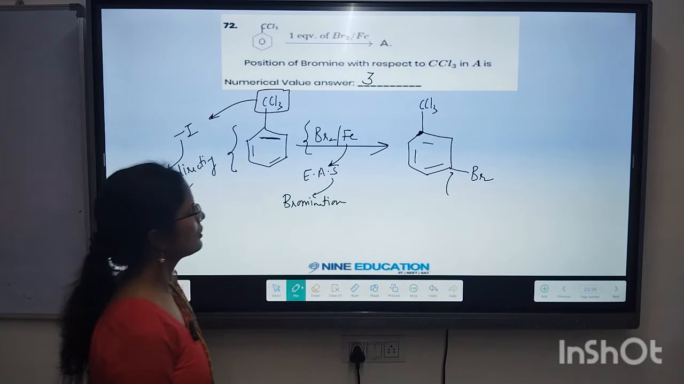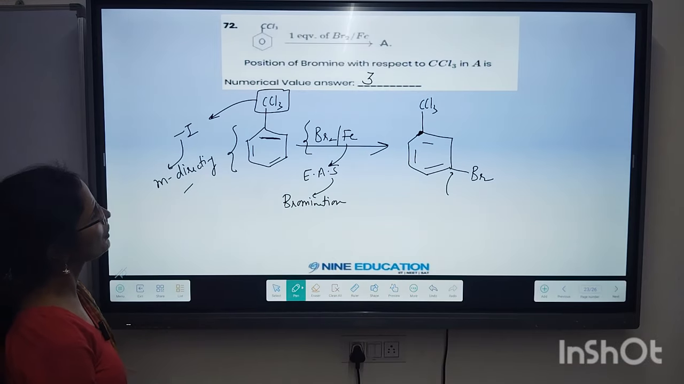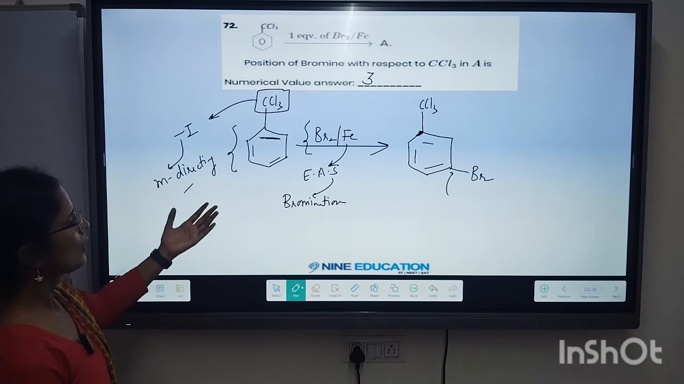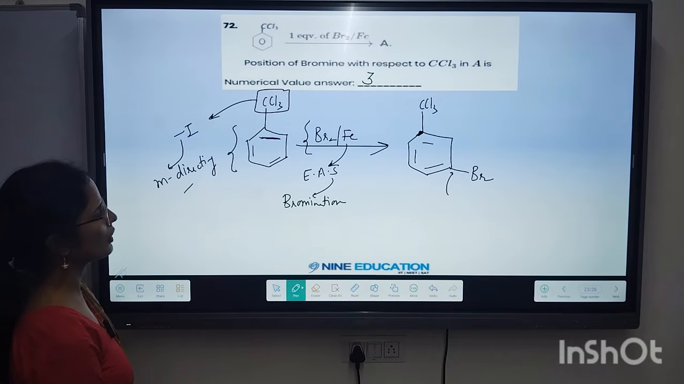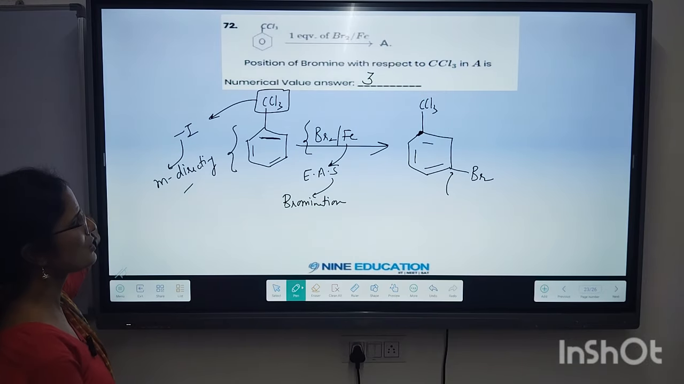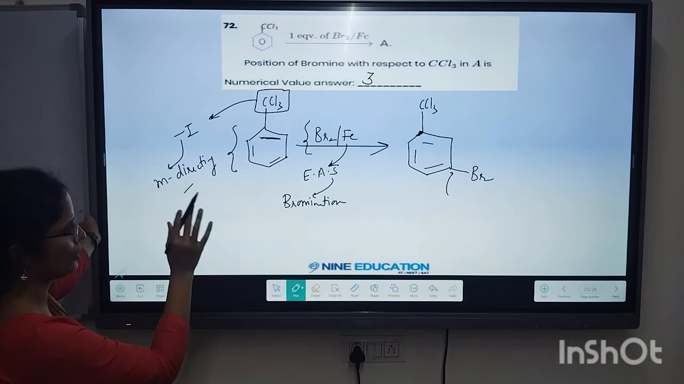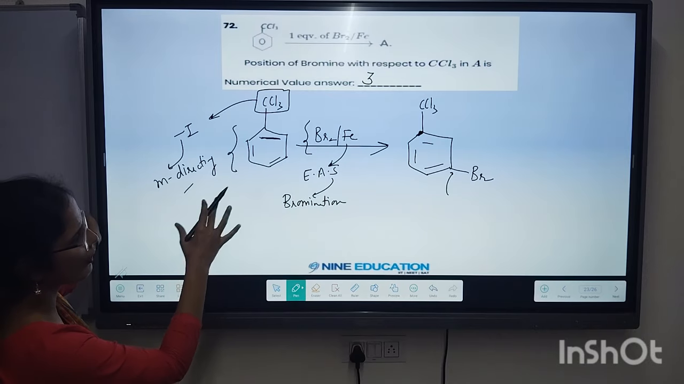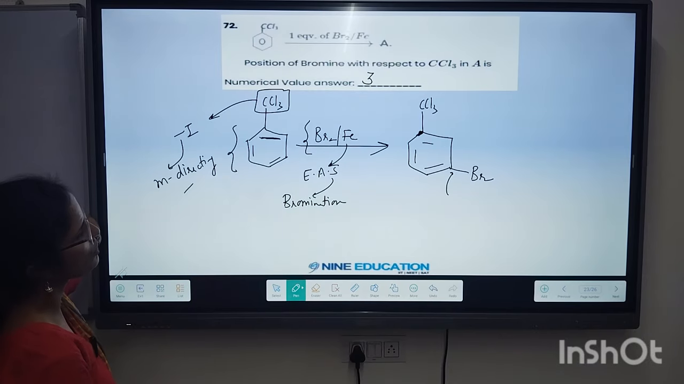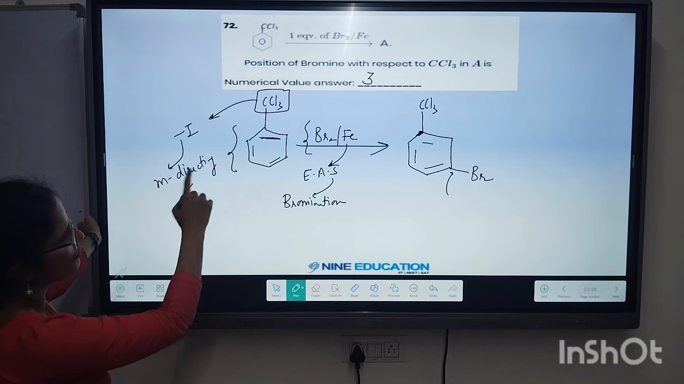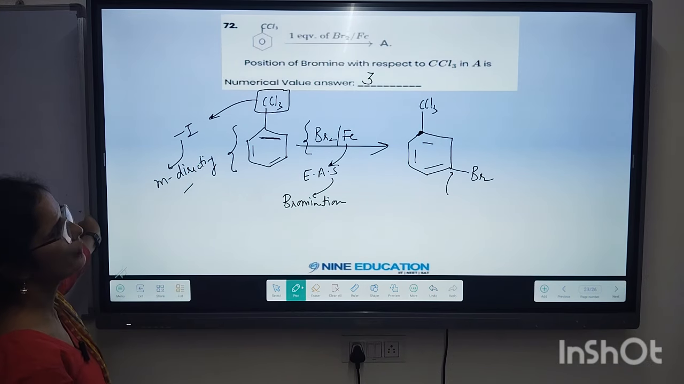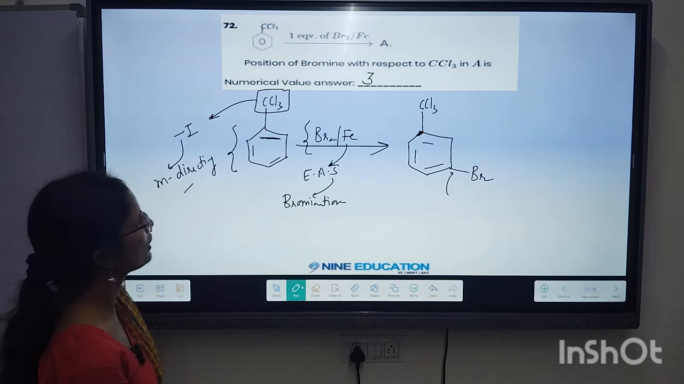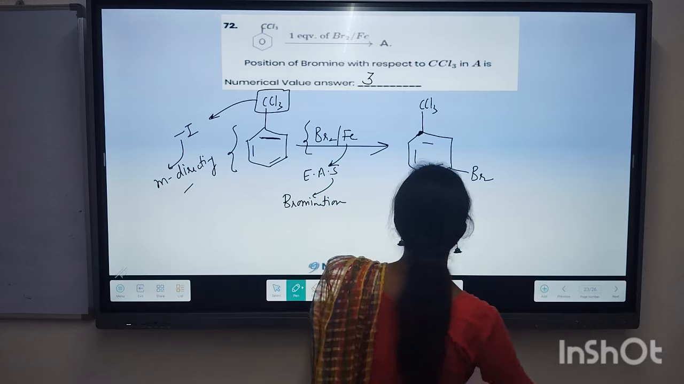It's not a very difficult question. It was discussed in 11th standard, during electrophilic aromatic substitution reactions. You just need to understand the nature of the reaction, that the reagent is used for bromination, and the nature of the directing group, as it is meta directing. So the position of bromine with respect to CCl3, the numerical value, will be 3.